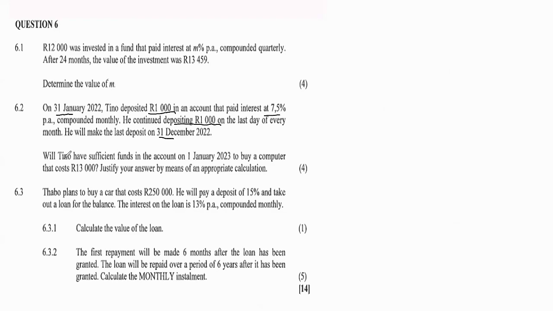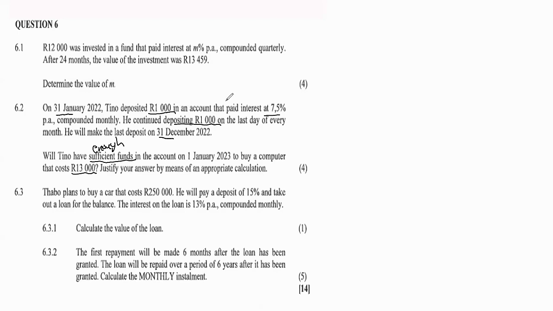exactly 12 months. Now they're asking, will Tino have sufficient funds? Sufficient means enough. So will Tino have enough funds in the account on 1 January 2023 to buy a computer that costs 13,000? So 1 January 2023 is a month after that, and the computer costs 13,000. Justify your answer by means of an appropriate calculation. Note that the investment was from 31 January to 31 December, the final day of 2022.